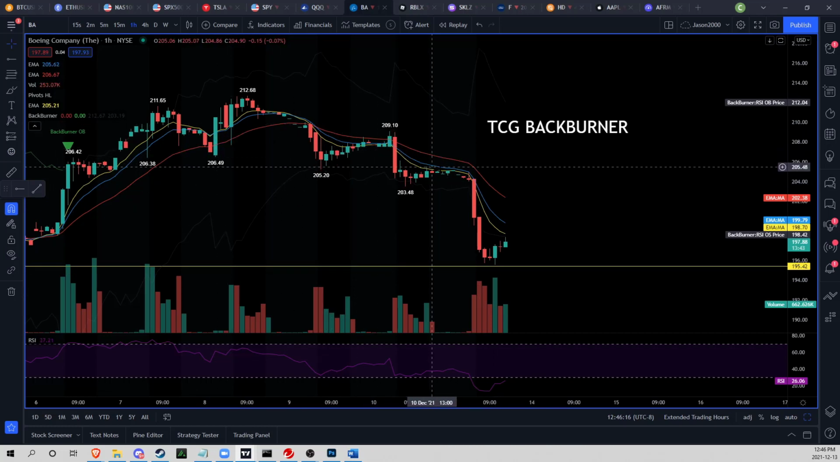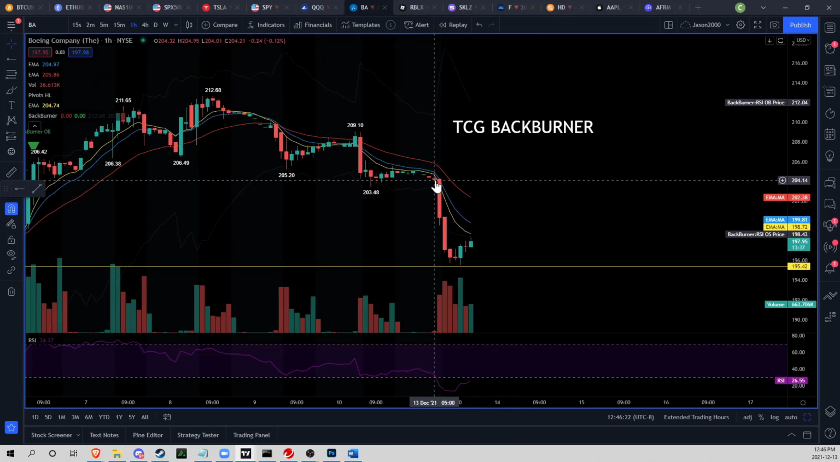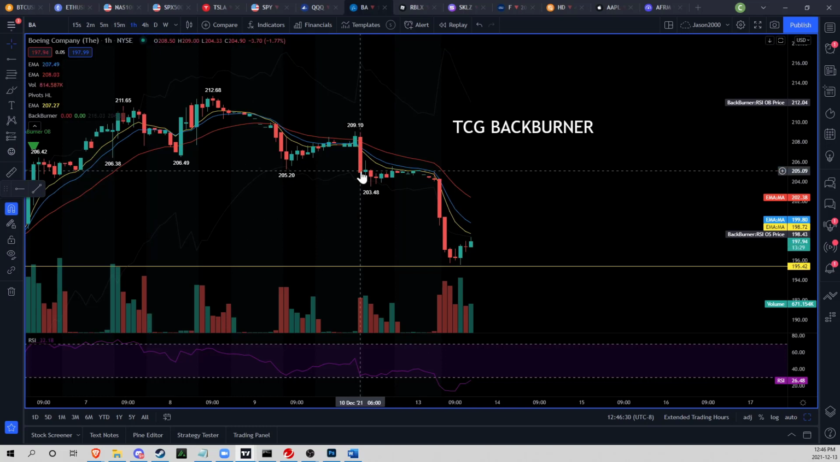We have increasing distance of our EMAs. We have price action that is supportive of a breakdown or a FOMO or a momentum, just a really rapid move in the short term without much justification or explanation. And sometimes you don't need that. That's our hourly time frame.